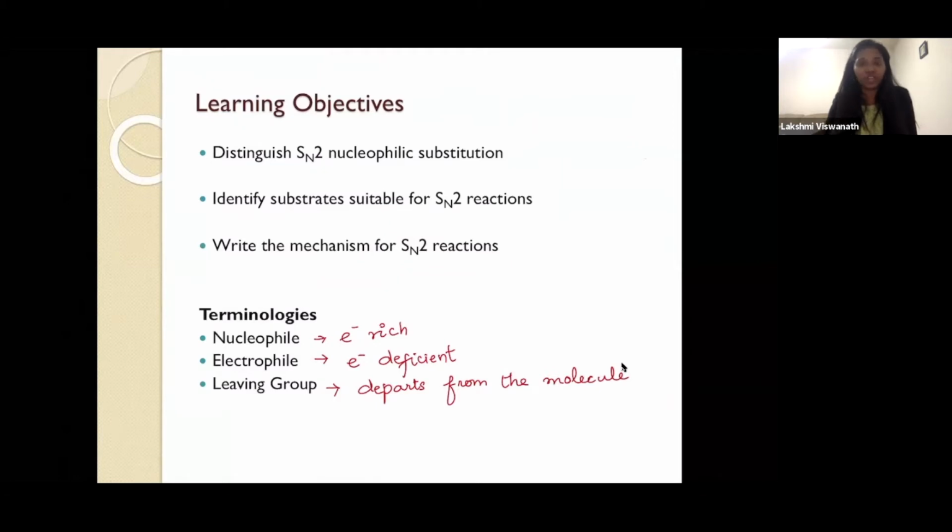for SN2 reactions. Before we get into the details of SN2 reaction, let's get ourselves acquainted with some of the terminologies which will help us to understand the SN2 reaction better. The first one that we have here is nucleophile. What is a nucleophile? It is an electron-rich species which wants to go and attack a nucleus, or simply an atom which is electron deficient. So the term phile means loving, so basically it is nucleus loving.